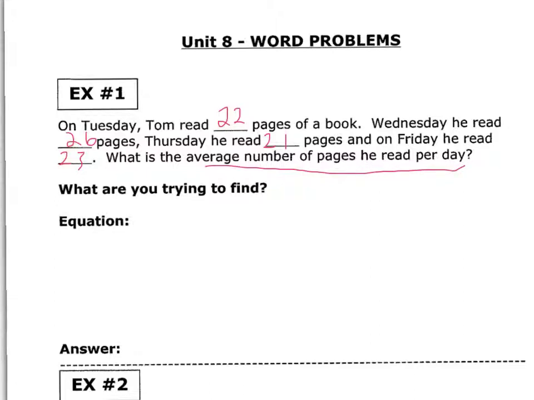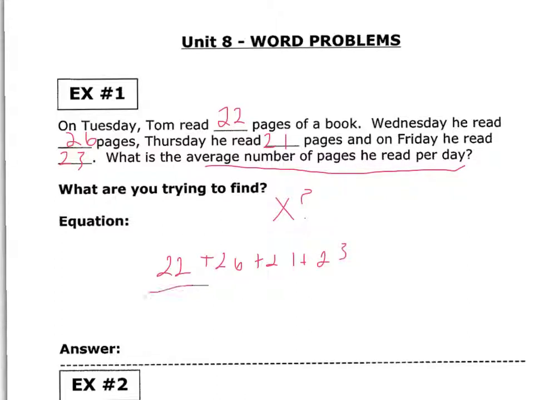Okay? So this one's as simple as finding the mean or finding x. We're going to call it x. So we want to find x. What is it? Okay. So in order to find x, we're going to add up all of the different days that Tom read the book. So we read on Tuesday 22 pages. On Wednesday read 26. Thursday read 21. And Friday 23.